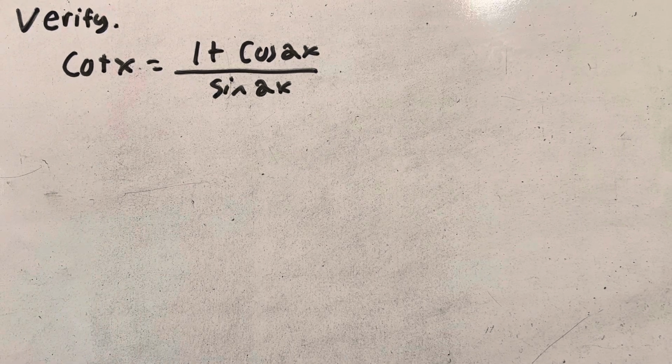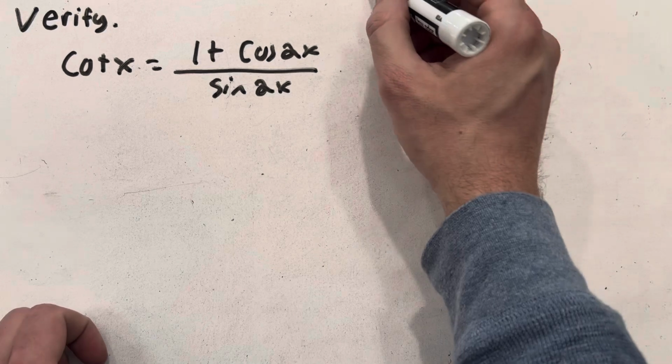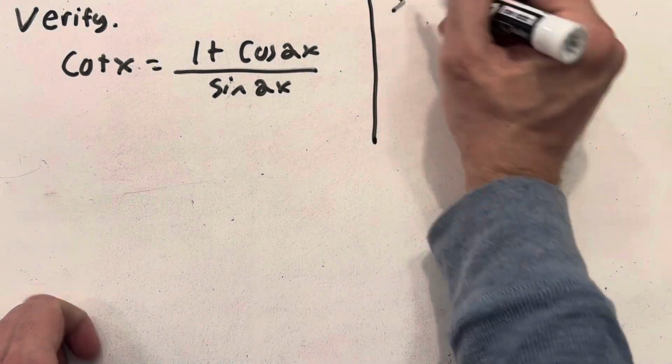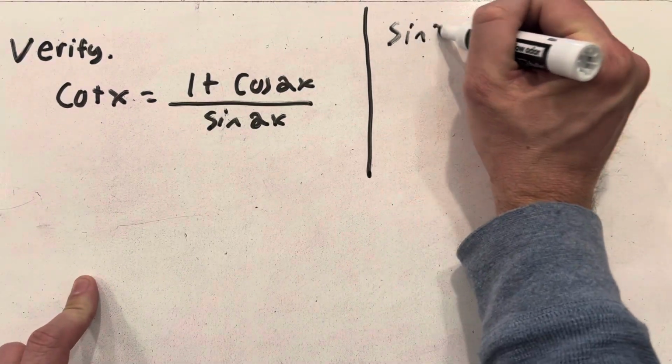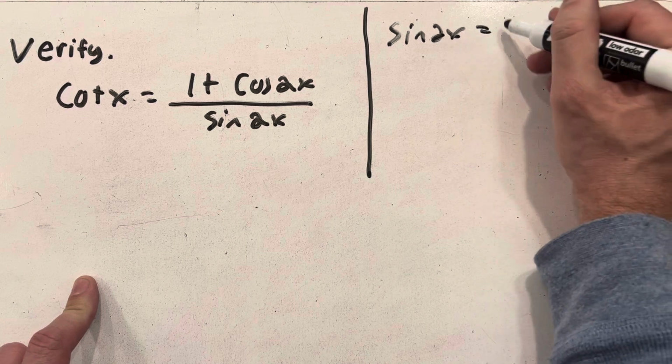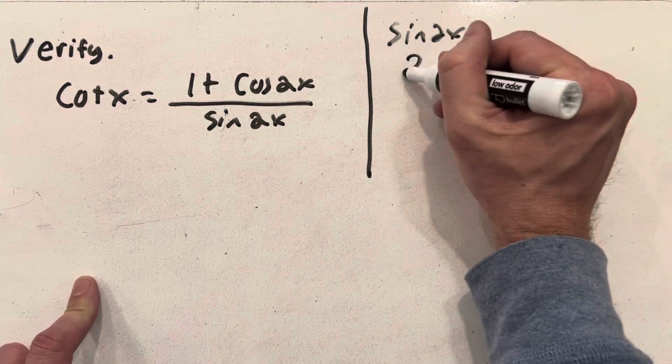We have been asked to verify this identity. Cotangent of x equals 1 plus cosine of 2x all over sine of 2x. Well, we've been studying our double angle formulas. So I know that sine of 2x is equal to 2 sine x cosine x.